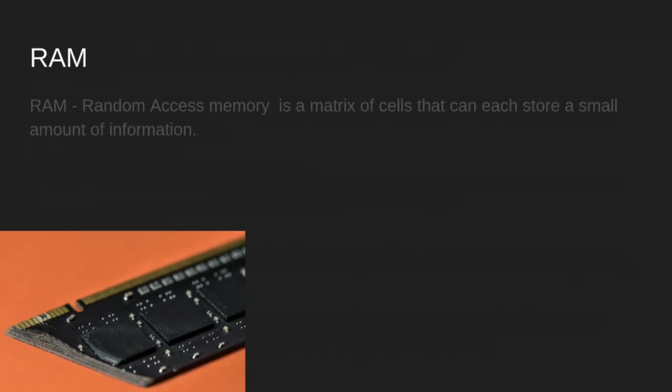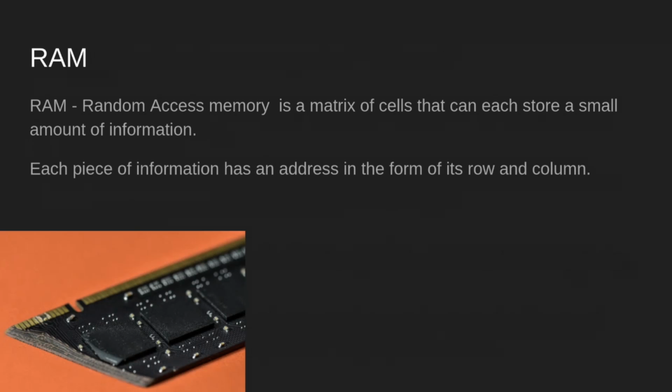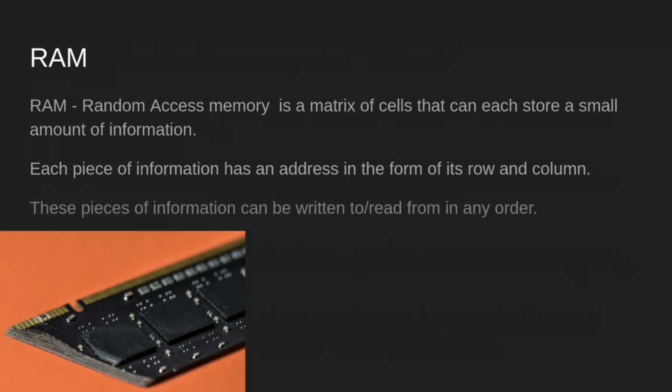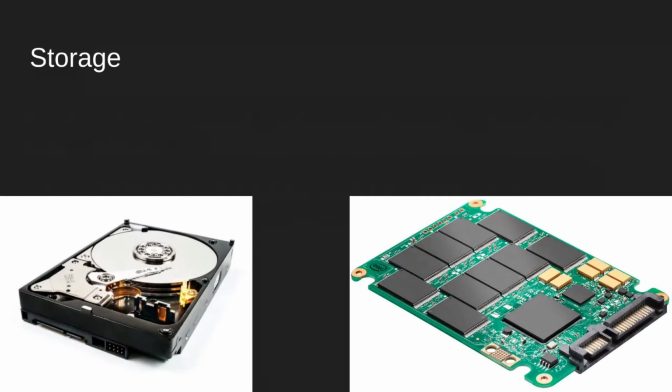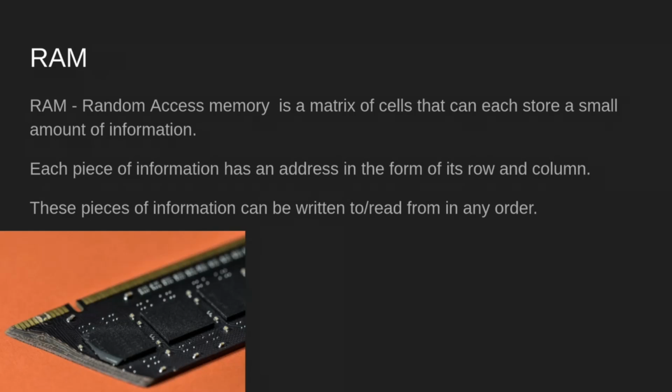So the more important kind for our purposes is RAM, random access memory. It's a matrix, a 2D grid, effectively, of cells, each storing a small amount of information. Each piece of information has an address with a row and a column, and that's just the number row and the number column. And it can be written to or read from in any order. That's the important part. It's random access. You can say, I want this row and this column. What is in that spot?